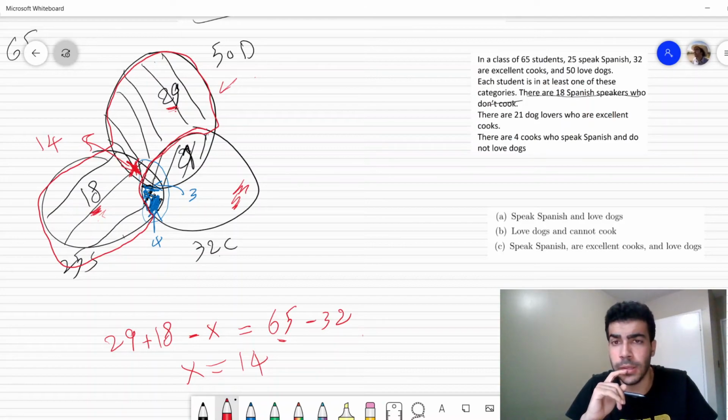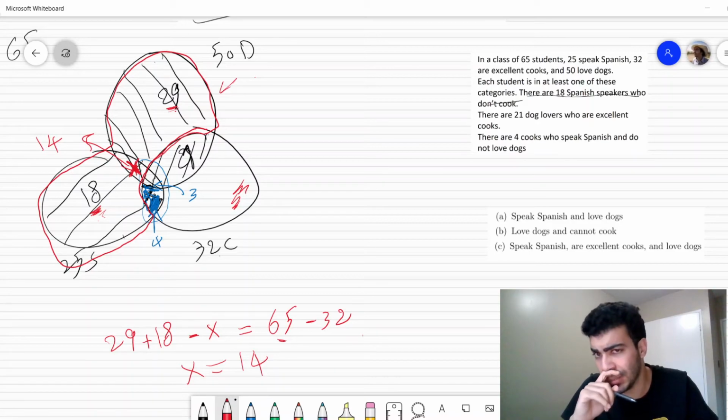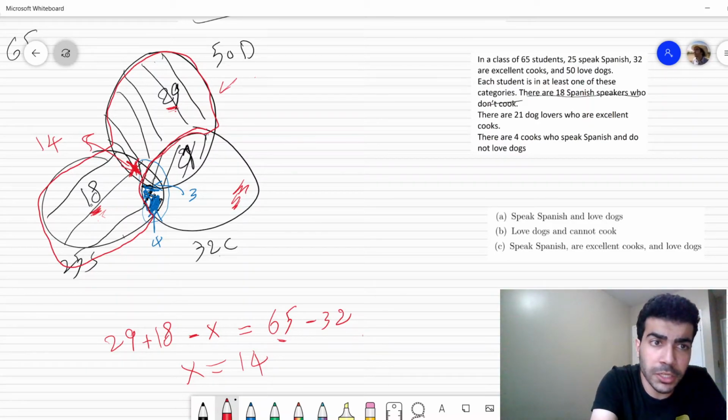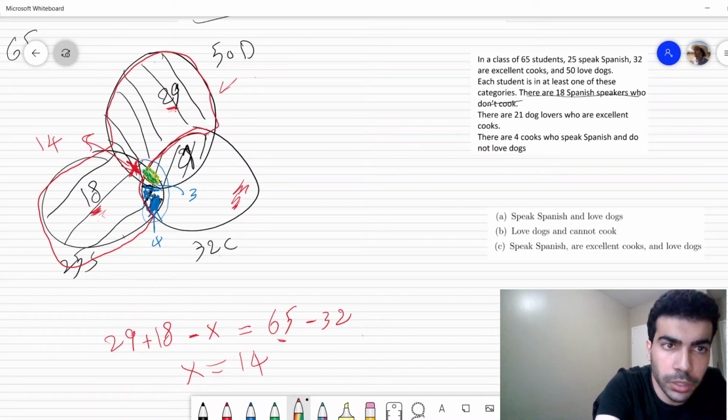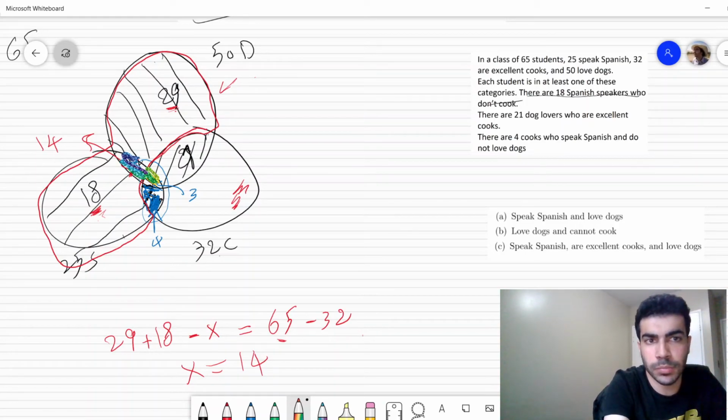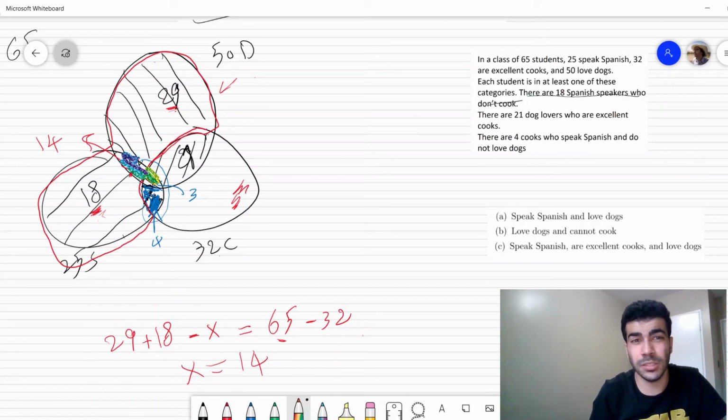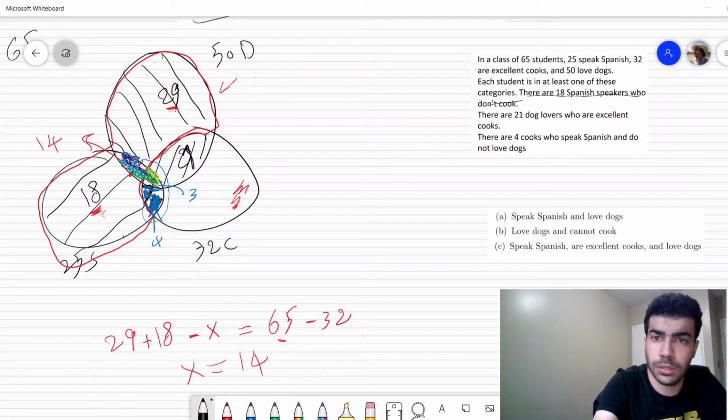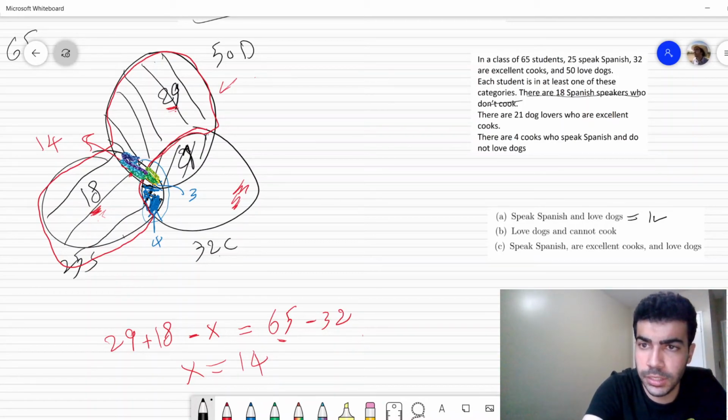A, you are asked to find out the number of people who speak Spanish and love dogs. So speak Spanish, which is here, and love dogs, which is here. You will find the intersection between the two is actually this whole area. And this area is 14 plus the 3, which satisfy the 3 circles. So you know that this will be equal to 14 plus 3, equal to 17.